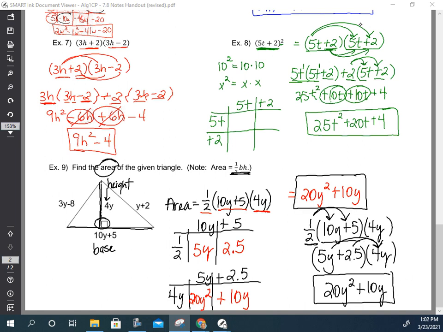So case in point, if you want to do it using Punnett squares, you can. If you want to do it using distributive property, you can. Again, the choice is yours. Just pick whichever way is going to work for you.